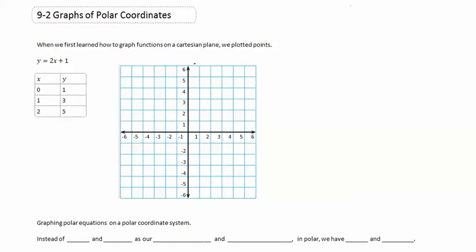This lesson is 9.2. This is graphs of polar coordinates. So we sort of touched on this last time, but we're going to continue it and take it a little further. So when we first learned how to graph functions on a Cartesian plane, we learned how to graph points.